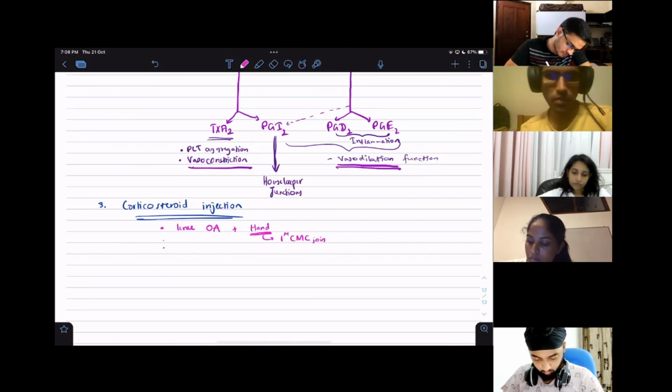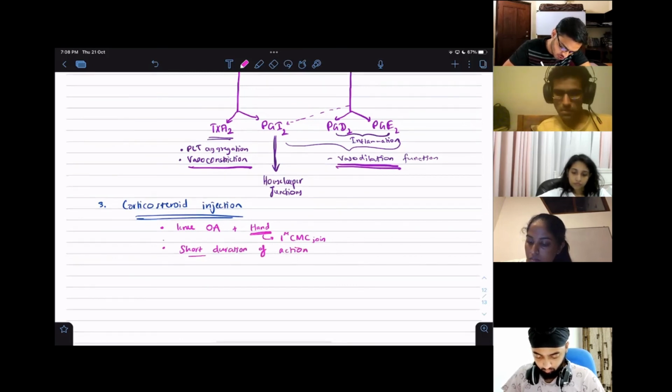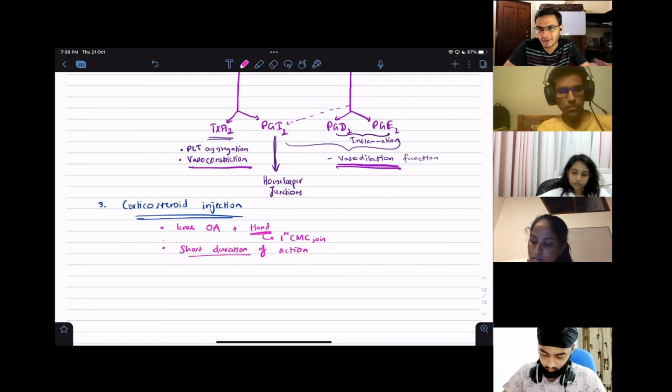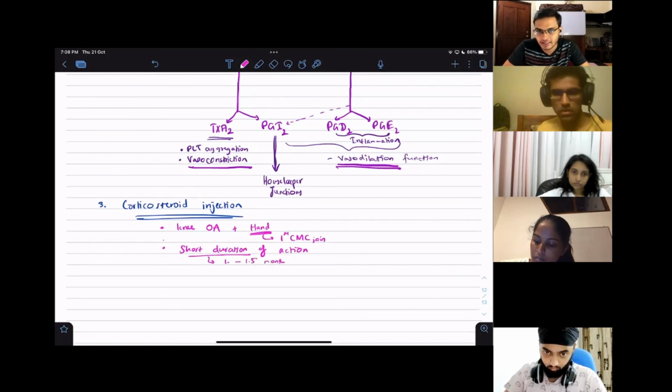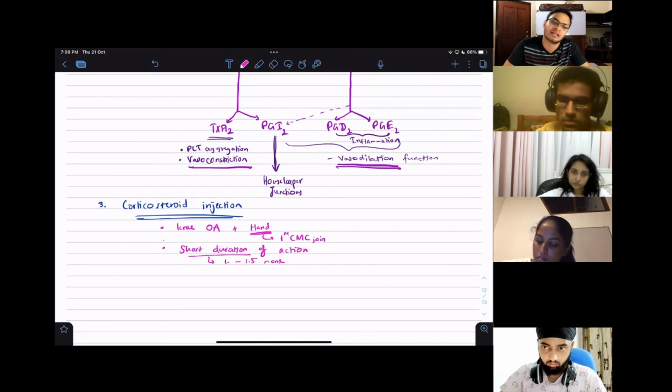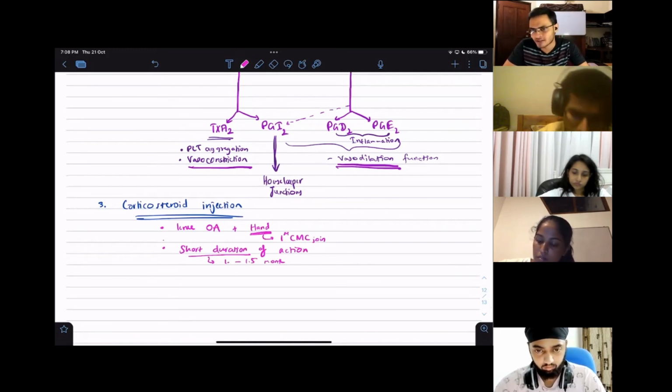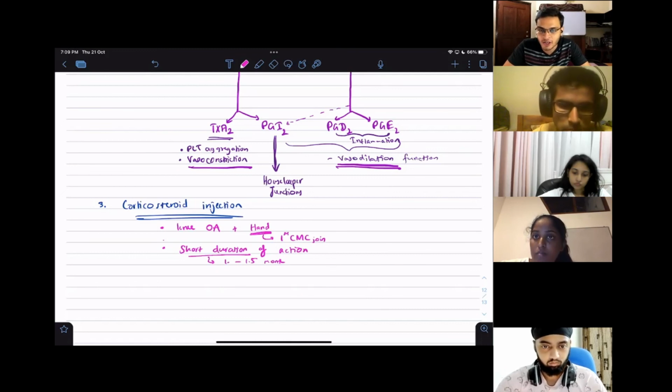What I want you all to know, this one has a very short duration of action, guys. What do I mean by short? Usually, after one injection, the pain relief will last for about 1 to 1.5 months, maximum maybe 2. After that, depending on the severity, they might have to get an injection again. The physicians will assess the degree of damage, and they might have to give another shot. Now, what is the risk with corticosteroids?